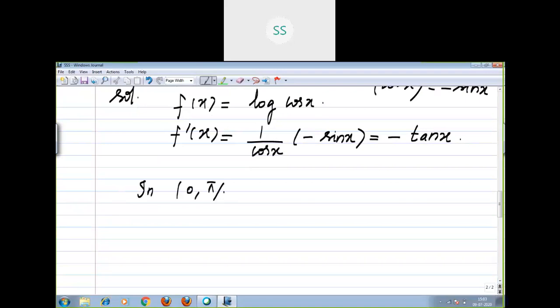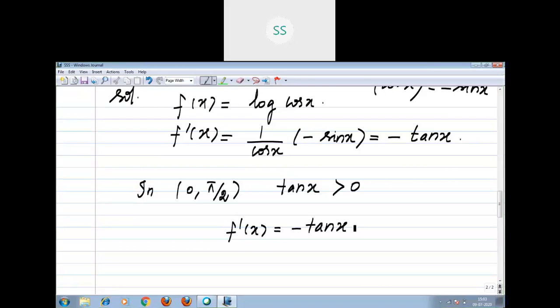See here in 0 comma pi by 2, tan x is greater than 0, because in the first quadrant all the trigonometric functions are positive. Definitely it is greater than 0. But what is our derivative? F dash of x equal to minus tan x. Even though tan is positive, before tan it has a negative symbol. So f dash of x is less than 0.